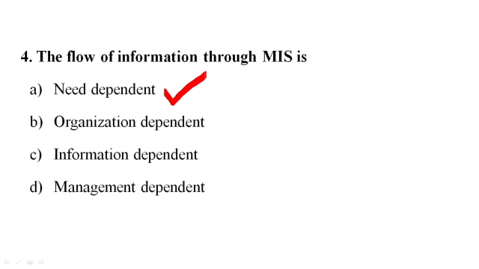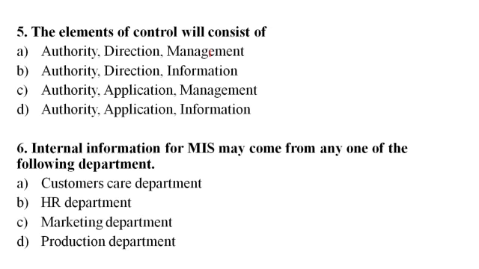The elements of control will consist of, options are A, authority, direction, management, B, authority, direction, information, C, authority, application, management, D, authority, application, information. So the right option is option A, authority, decision, direction, and management. So next we'll go to the sixth question.